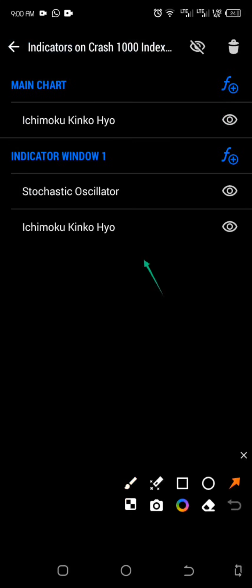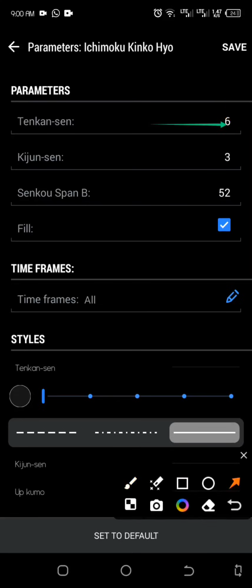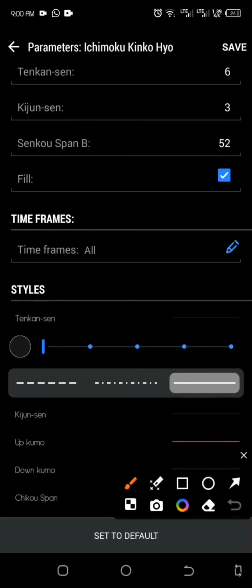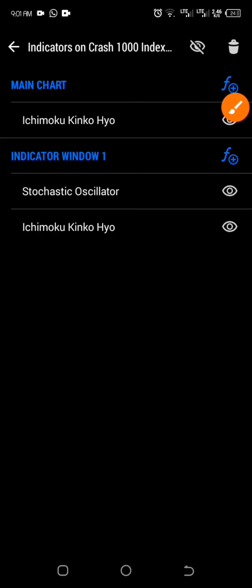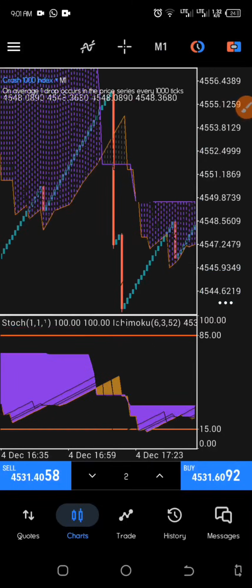The last indicator, but not the least, is the Ichimoku again. How do we add this? We click on this F icon here on our indicator window one, search for Ichimoku, and these are the parameters. The Tenkan is 6, the Kijun is 3, the Senkou Span B is 52, and the applied price field. Make sure you mark this, it's very important. For the levels, we only need the Kijun, and we only need the up Kumo and down Kumo. After setting it up, click on save. Make sure you use the same color you used on your indicator window one on your main chart as well. That is very important.